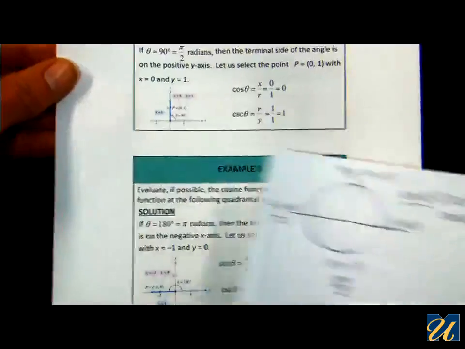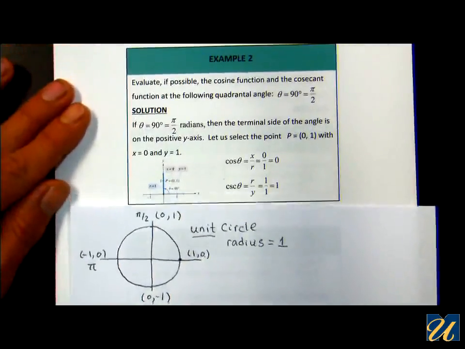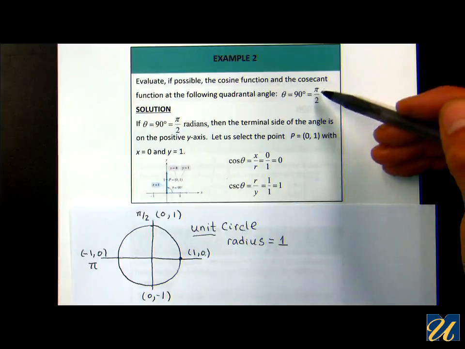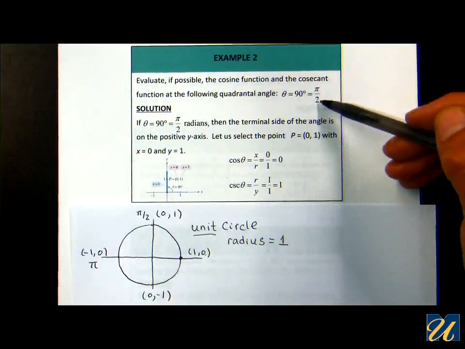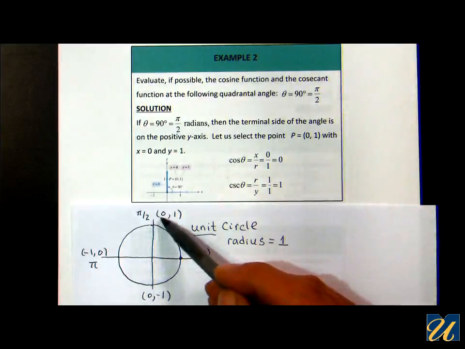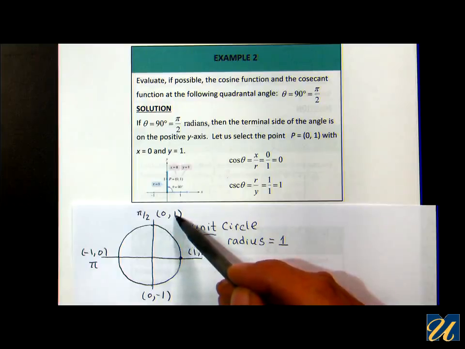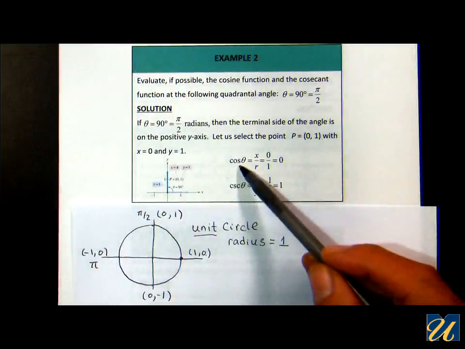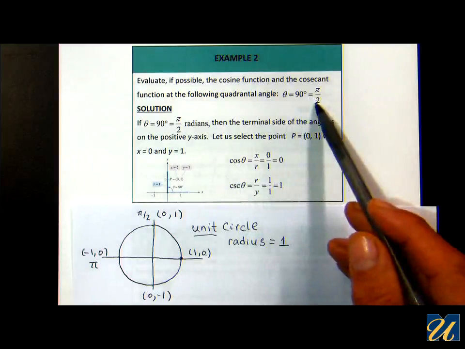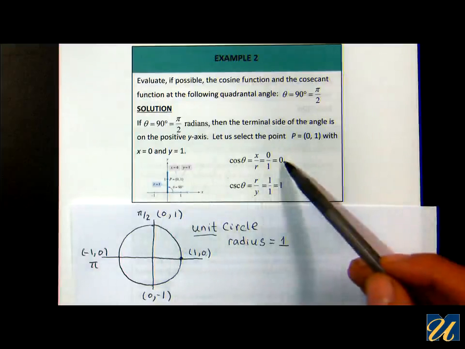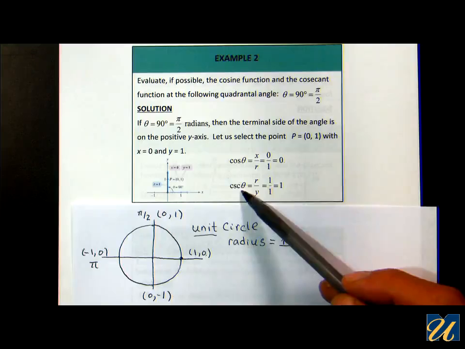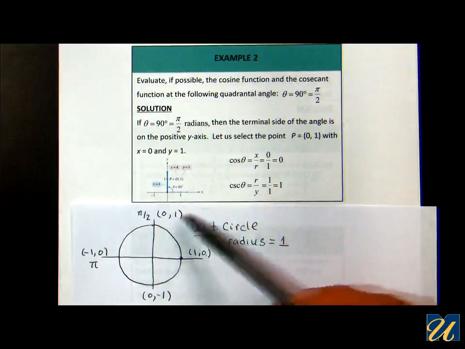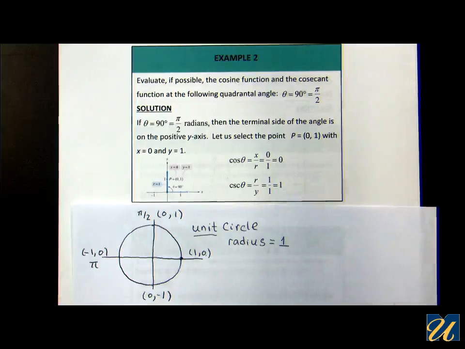In a similar way, moving over to example 2, here we're asked to evaluate, if possible, the cosine function and the cosecant function at 90 degrees, pi over 2. So that puts us here on the unit circle. x is 0 and y is 1, and of course r, the radius of the circle, is also 1. So in this case, cosine is just the x-coordinate here at pi over 2. The x-coordinate at pi over 2 is 0, and the cosecant is the radius, which is always 1 here in the unit circle, divided by the y-coordinate. The y-coordinate is 1, so the cosecant is 1. So both trig functions there are defined.